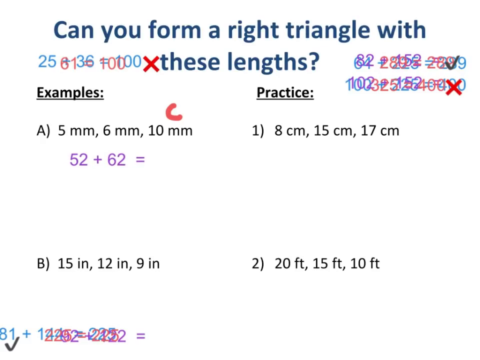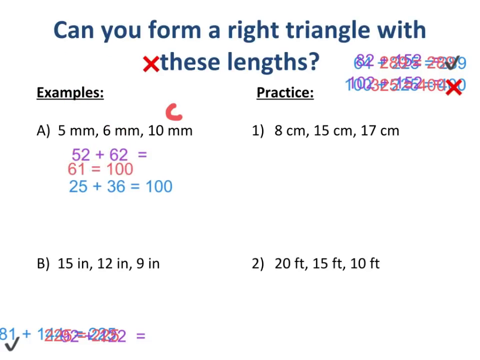Now I'm going to do some math. 5 squared is 25, 6 squared is 36, and 10 squared is 100. So 25 plus 36 equals 61. Is 61 equal to 100? No. Then this is not a right triangle, because 61 didn't equal 100.